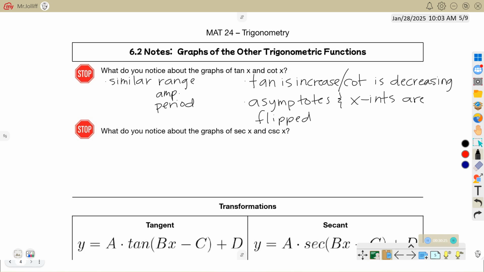Cynthia, what did your table come up with? Anything to add? Not for that one. What'd you get for the next one? So secant has an x-intercept, cosecant does not. Very good. Next table, LG, what'd your table get for either one of those?